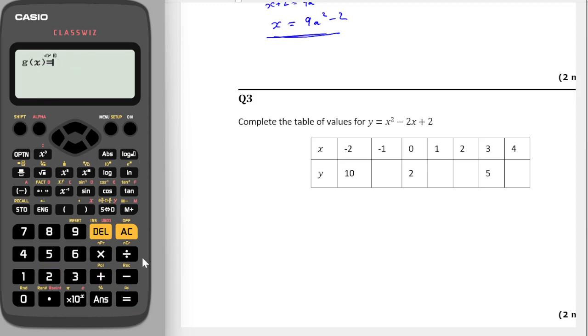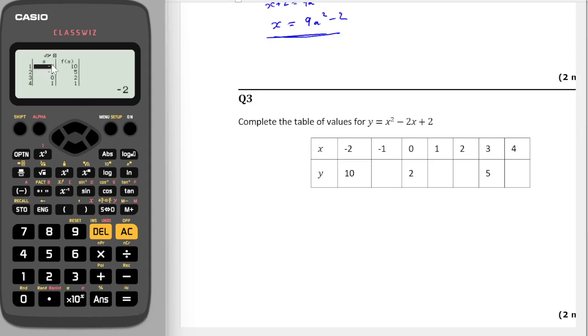I don't need a second function. I've got the option of adding a second function, but I don't want that. I want my value to start at minus 2, so negative 2. And I want it to go up to 4, and I want it to go in steps of 1, which is already set up for. And that gives me my table of values.